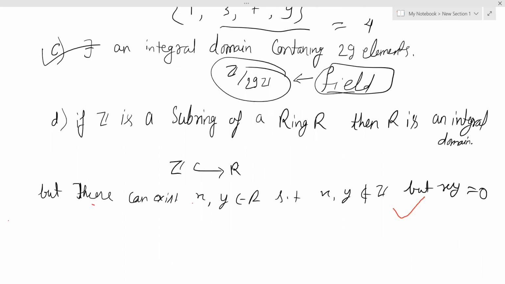Q is a field. Okay. So it is an integral domain and it has no zero divisors. Yeah. So what? Z is a subring of Q. Yeah. But Q is an integral domain. So it does not disprove this statement, right?